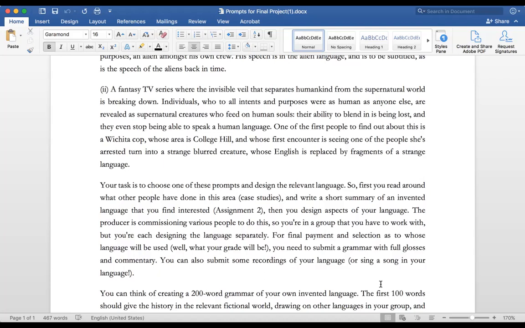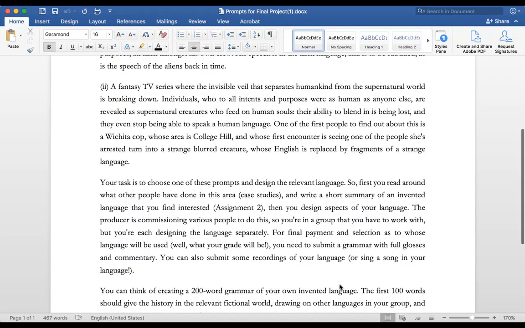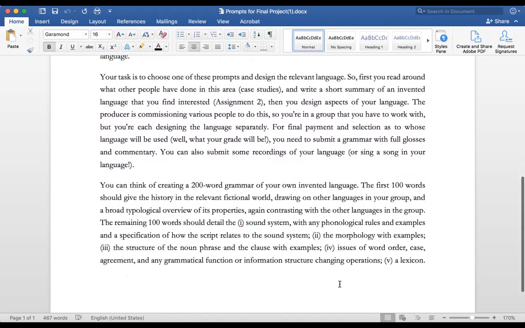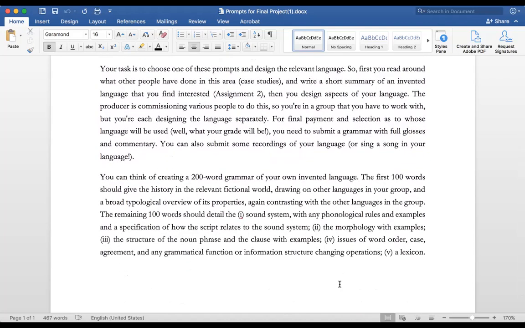It's not necessary by any means, but surprise me. I like to be surprised. What I want you to do is create a 200-word grammar of your own invented language.